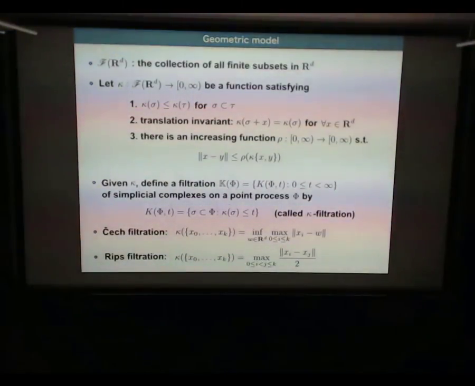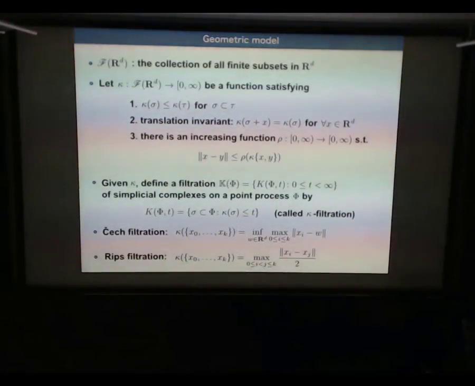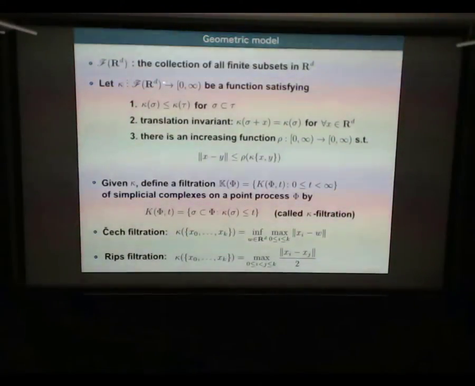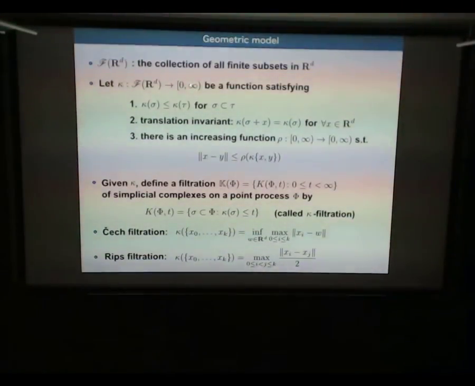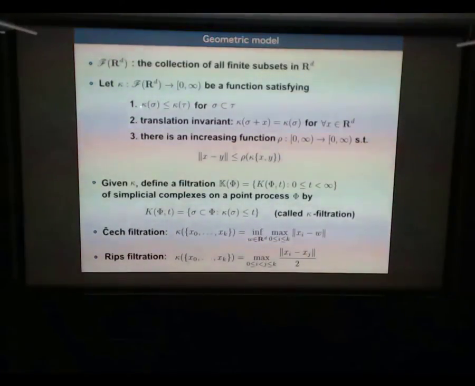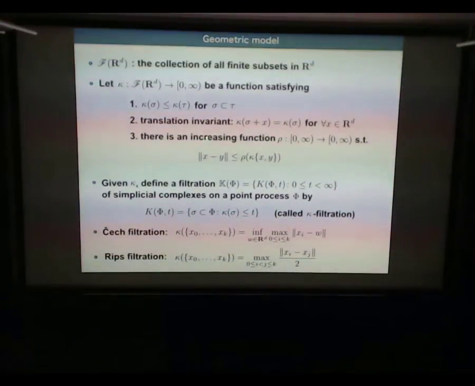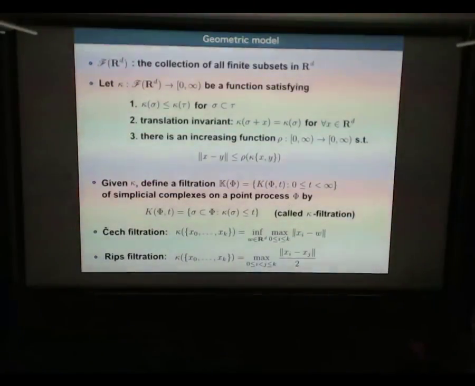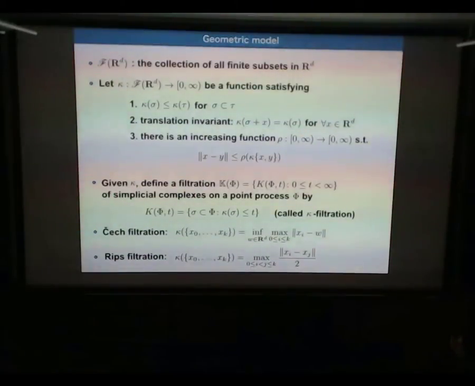Let me briefly explain our geometric model, which includes Čech filtrations and Rips filtrations. And it has a very nice property, the so-called stability property. So let F be the collection of all finite subsets, just finite point sets. And here, let kappa be a function from F to the non-negative reals, satisfying three conditions. The first is that it should be increasing with respect to inclusion. It should be translation invariant, because we want to use a stationarity property. And the third condition seems complicated, but it is important for having good local properties on the simplicial complexes which we will define. We just assume the existence of some increasing function which upper bounds kappa for the vertices appearing in the same simplex.